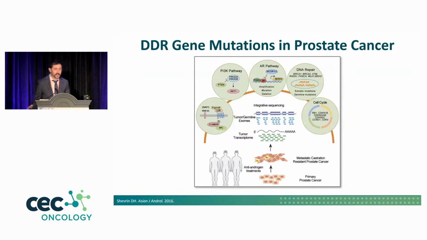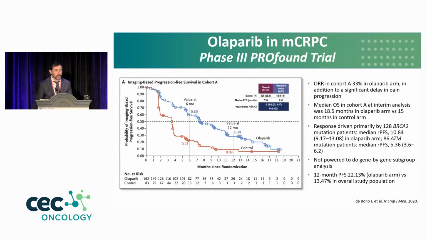So focusing in on prostate cancer for a bit, DDR or DNA damage response gene mutations are found in upwards of 25% of metastatic prostate cancer. Again, it's a mixture of both germline and somatic origin mutations, with BRCA2 being the most frequently mutated gene, followed by ATM, CHEK2, and then other HRR repair genes. So going now into the clinical data for PARP inhibitors across various tumor types, first starting with prostate cancer.